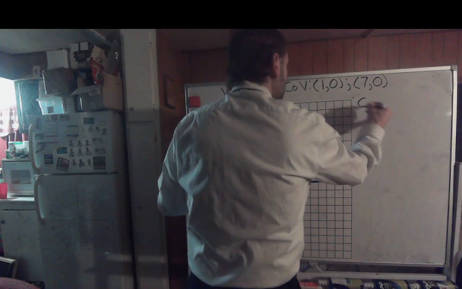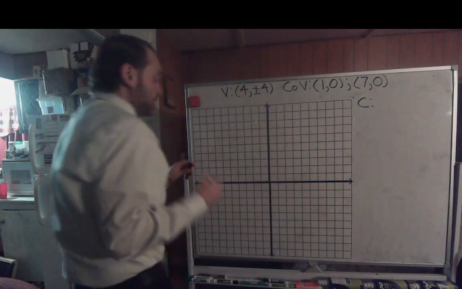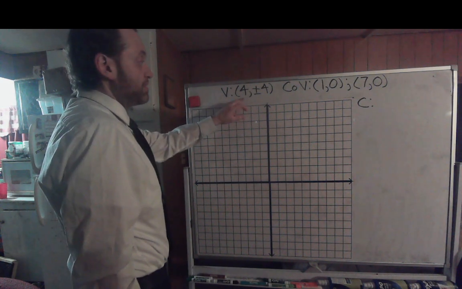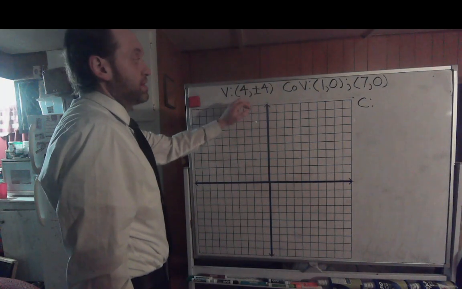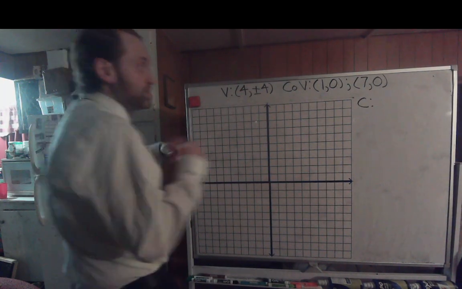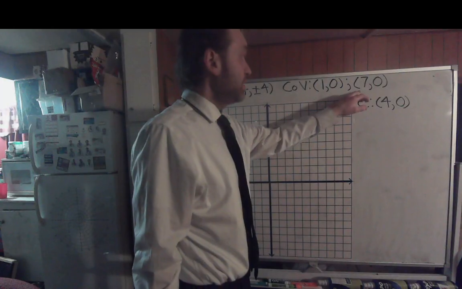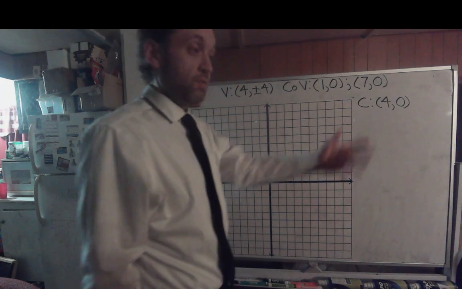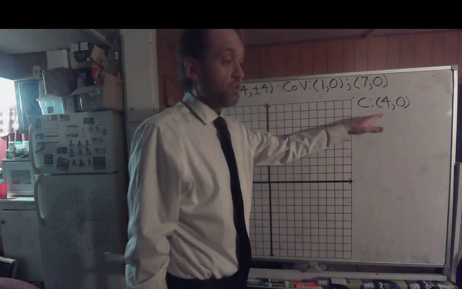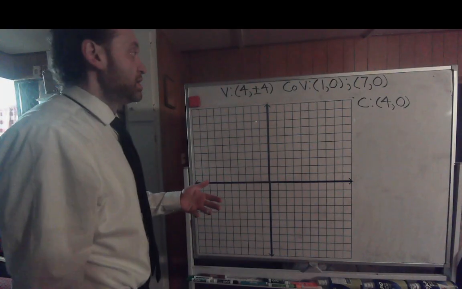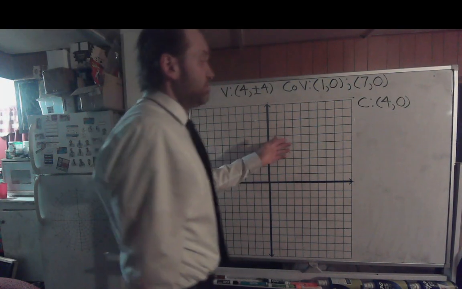So the center, of course, halfway between (4, -4) and (4, 4) would be (4, 0), right? That would be (4, 0). I could do the same with my co-vertices. Halfway between (1, 0) and (7, 0) is also (4, 0). So my center is (4, 0). That would just save you from putting in the distance formula. That would just kind of help you out.